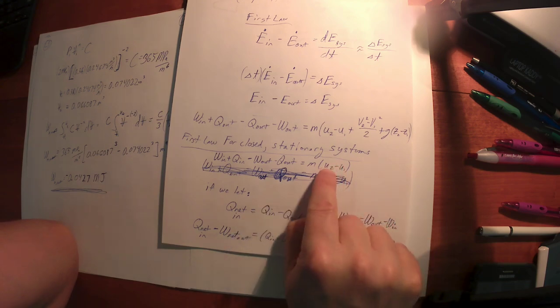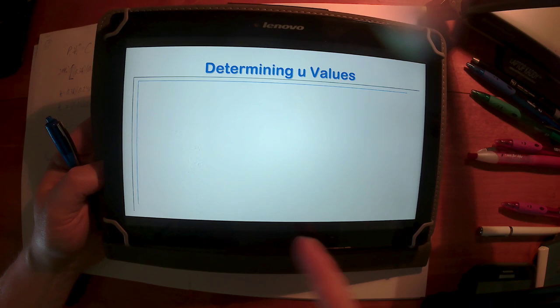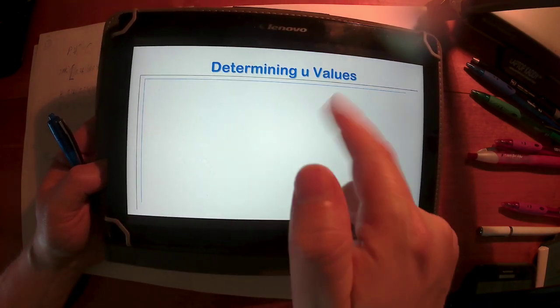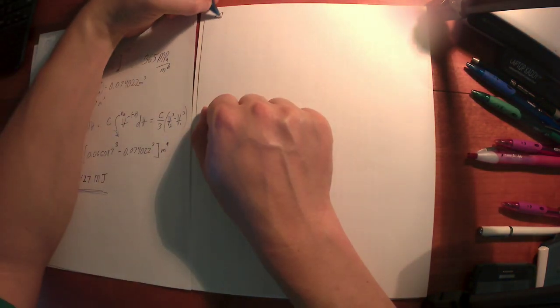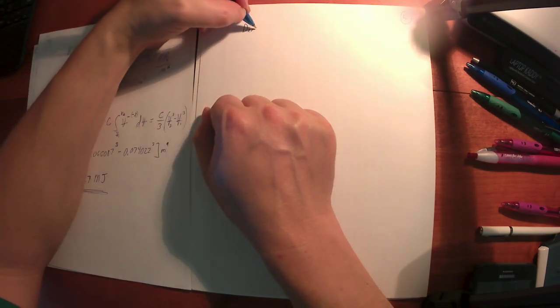So the question becomes, what do I do with these u values? If you look in the notes and what I would normally do in the classroom, I'd have these PowerPoints, and this blank slide would come up, determining u values. And on the smart board, I would write, what are some ways that you would determine u values? So let's do that.